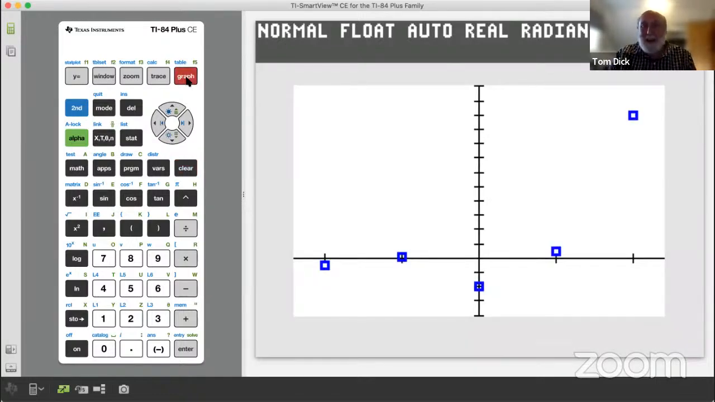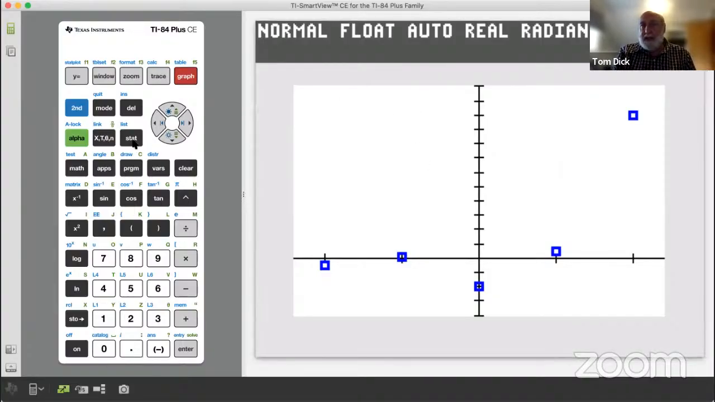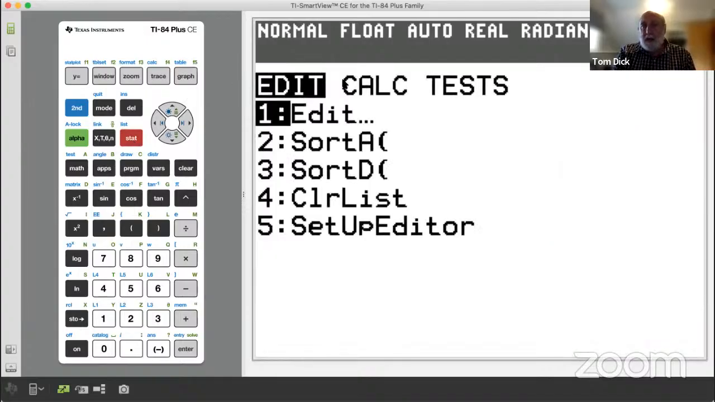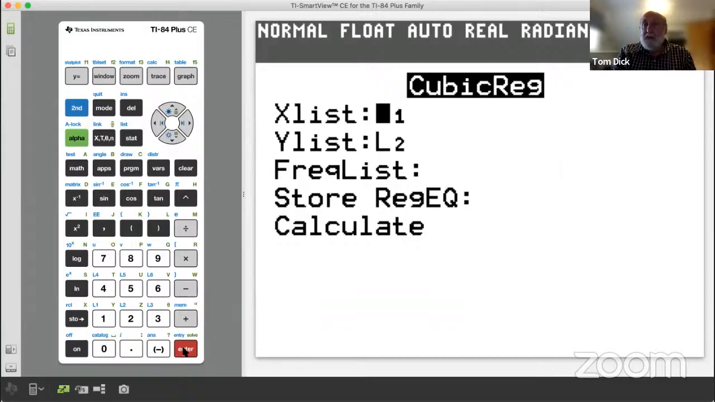Okay. So now we were asked to do a regression. So I'm going to go back to the stat menu and go over to calc. And we see a list here. It has some 1 and 2 variable stats, median. But starting with 4, we have all our regressions. And if we just scroll down, we can see the one we're after is a cubic regression. So let's go ahead and hit enter for that.